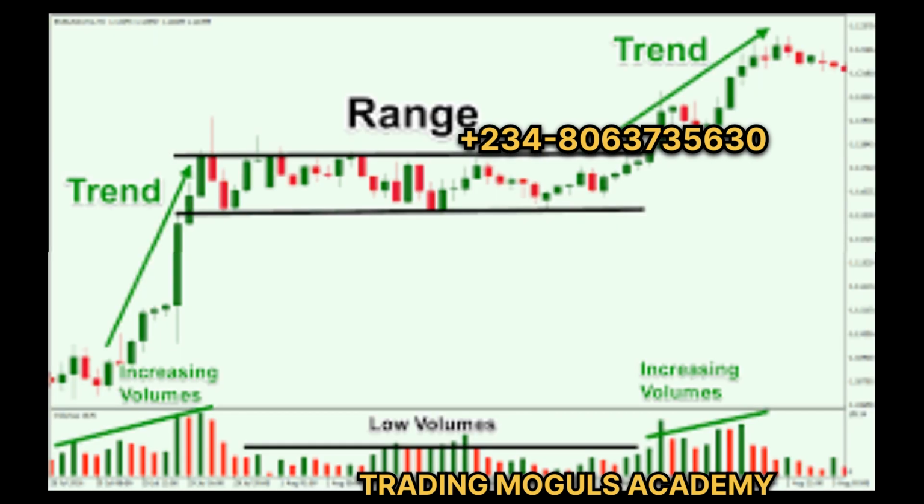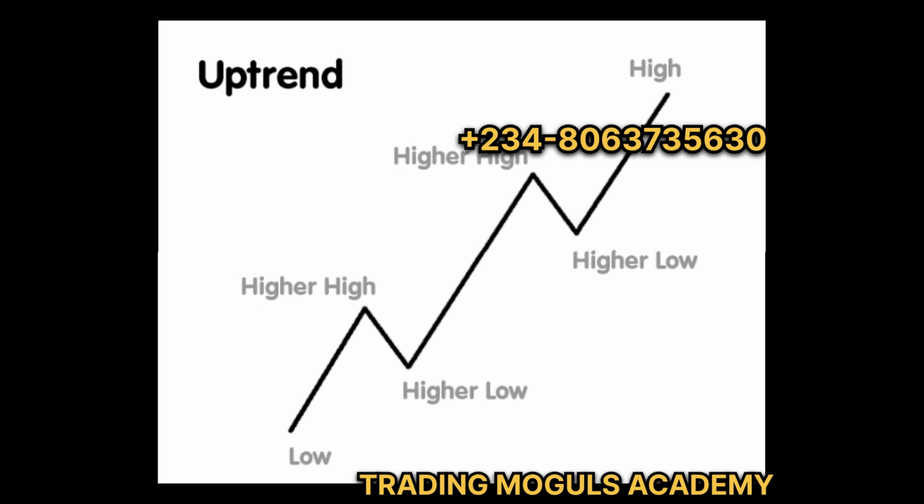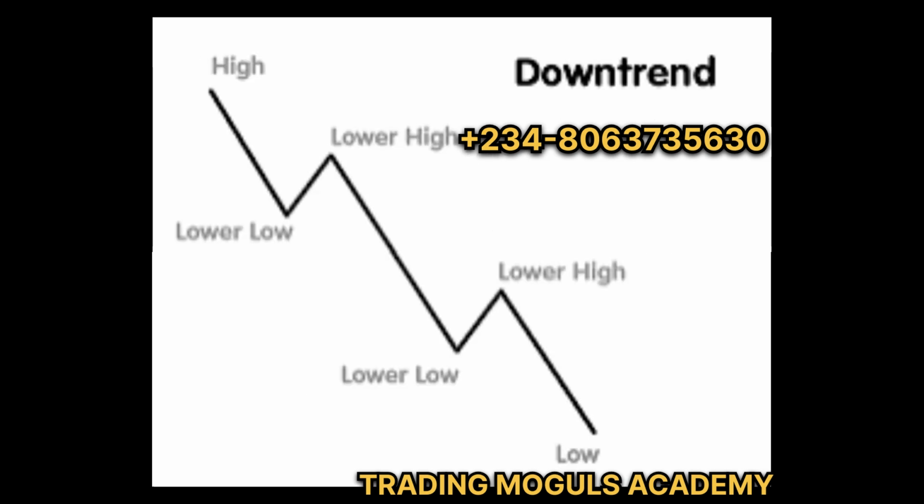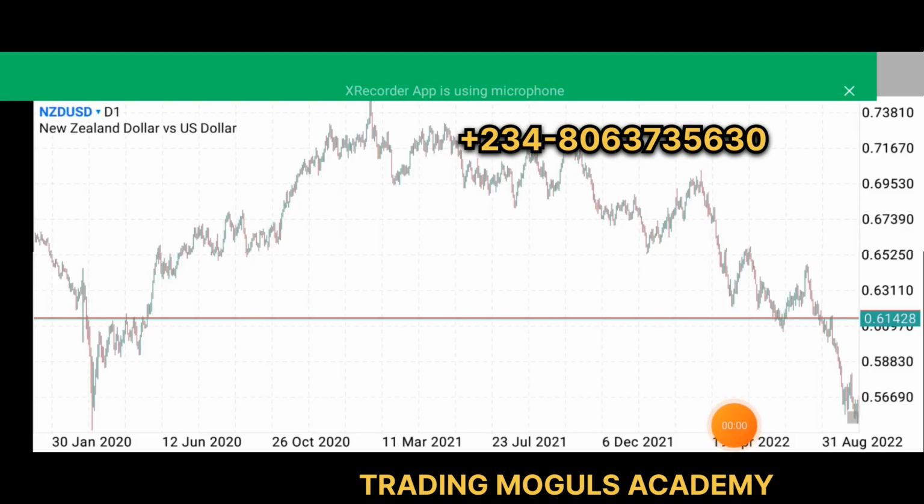So now the simple question is this: are you able to identify the phases of the market when it is in an uptrend, when it is in a downtrend, or when it is ranging? Are you able to identify the market in a few seconds? Now, let us use a clear chart to actually explain this.